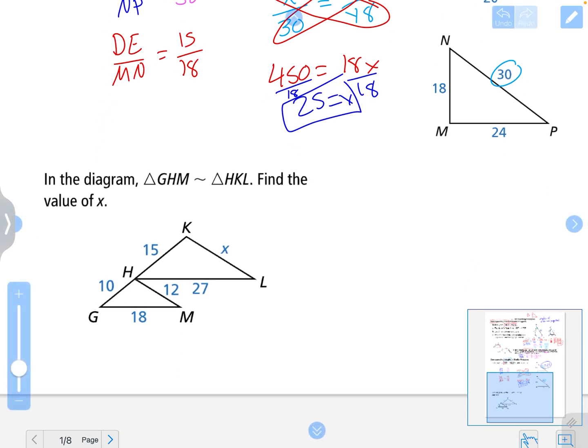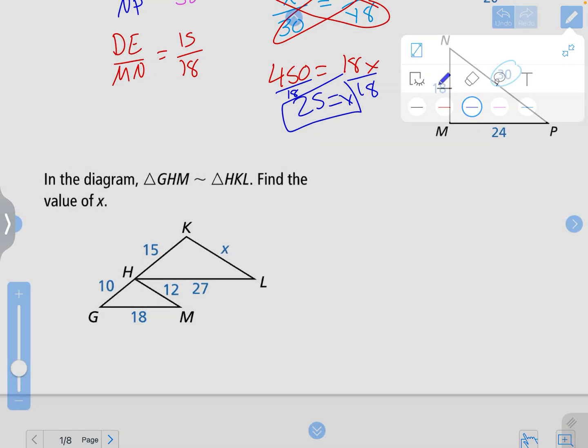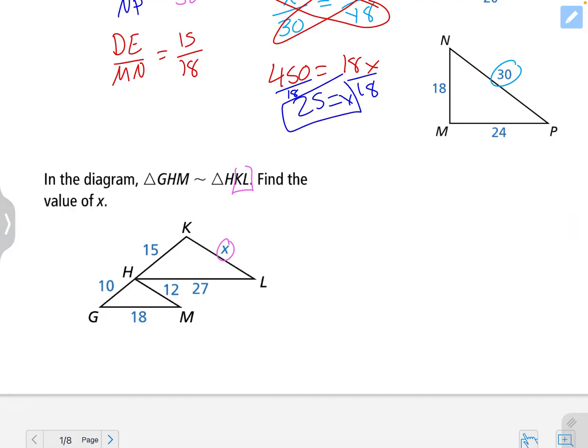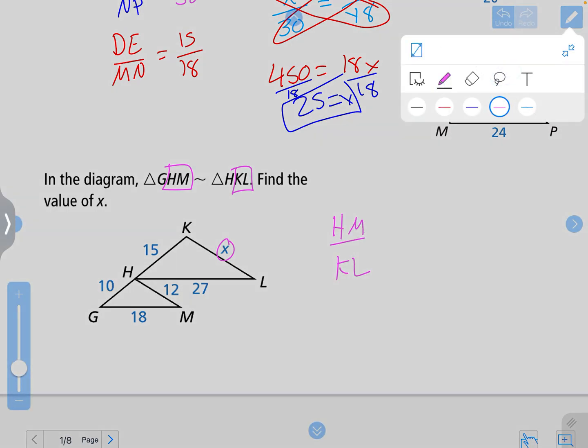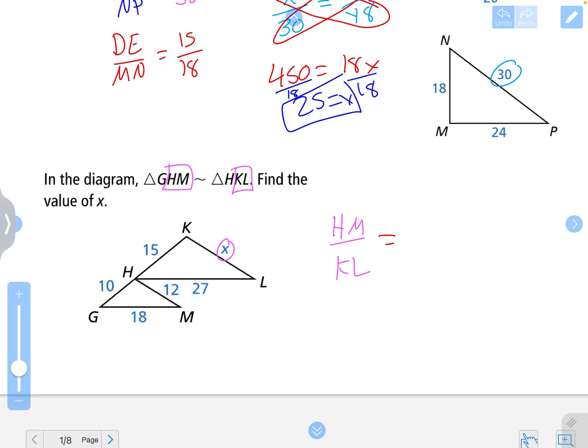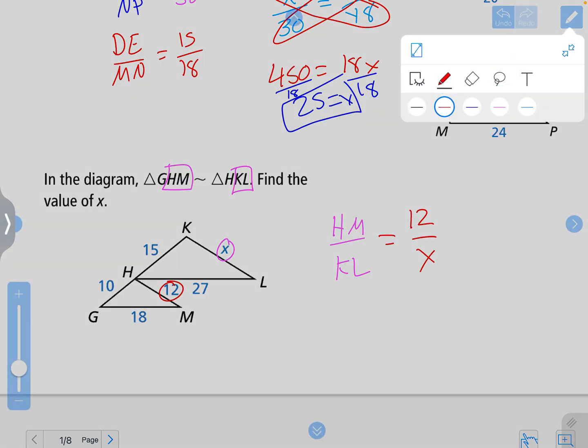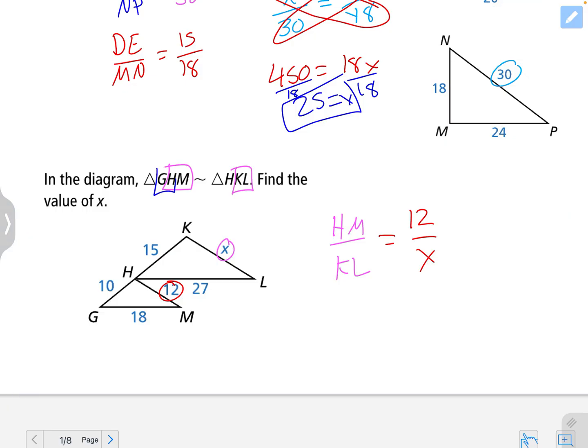That's what we mean by they're proportional: we can cross multiply and divide and find the missing side. Again, here, our x is KL. KL is going to be matched with HM, so I'm going to put HM on top of KL. I know that HM is 12, and I know that KL is x. Now I'm going to find another pair of sides, so I'm going to go GH and HK. GH is 10 and HK is 15.